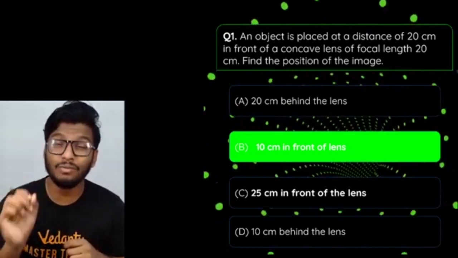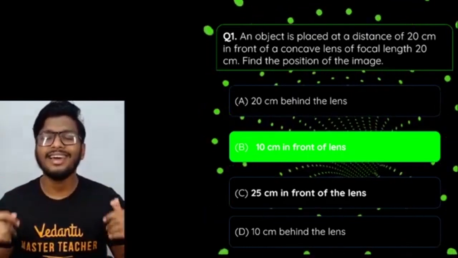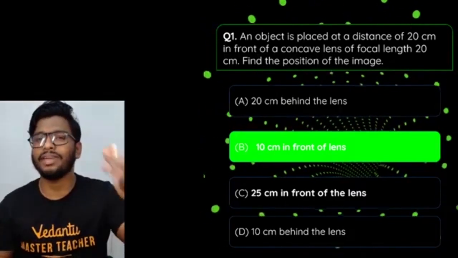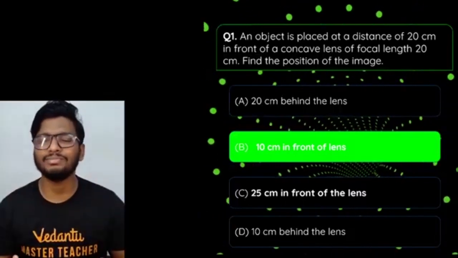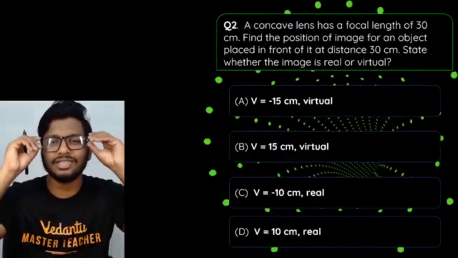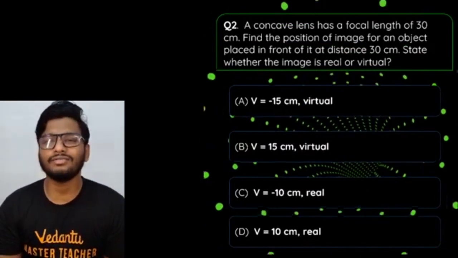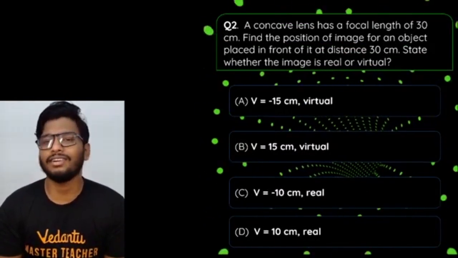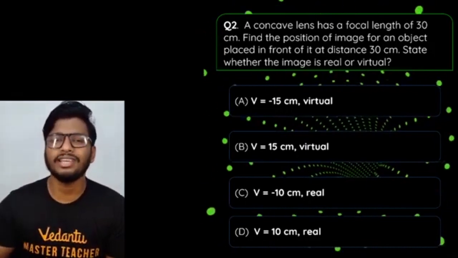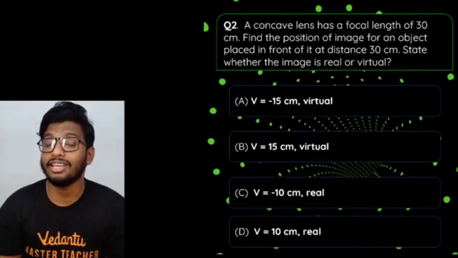Now I want everyone to solve it. Don't just sit there. These are practice questions which are going to make you proficient in this particular chapter. All right, with that said, second question. A concave lens has a focal length of 30 centimeters. Find the position of the image for an object placed in front of it at a distance of 30 centimeters. State whether the image is real or virtual.